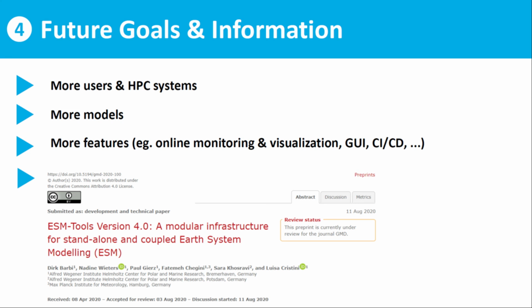So just to wrap up, our goals for the future are that we would like to have more users and more HPC systems. It's a call out for the attendees. If you are interested, please contact us. We would like to support more models, and currently we are working on more features such as online monitoring, online visualization, a graphical user interface, and more CI/CD. With that said, we have already made a publication in GMD. You can find the preprints.